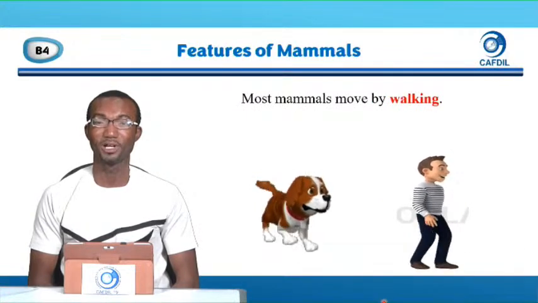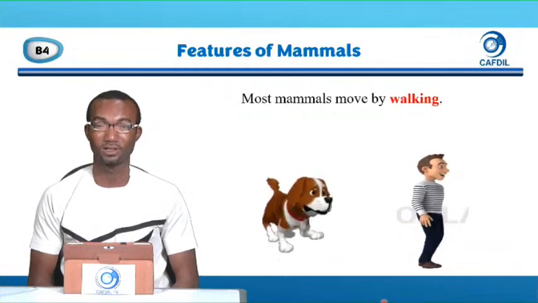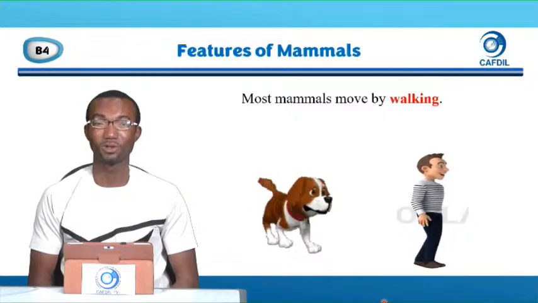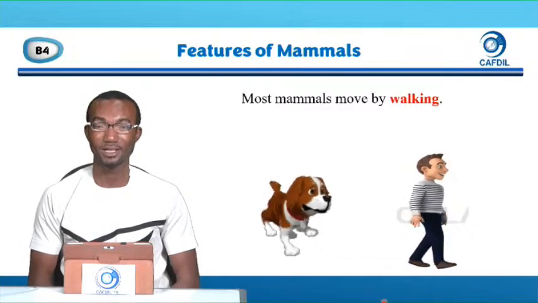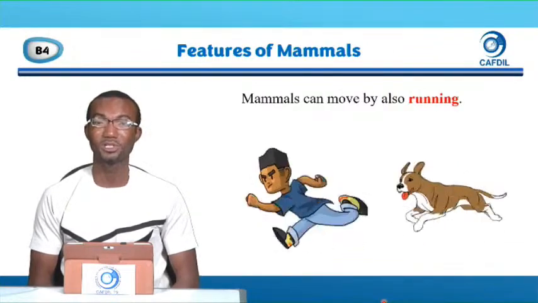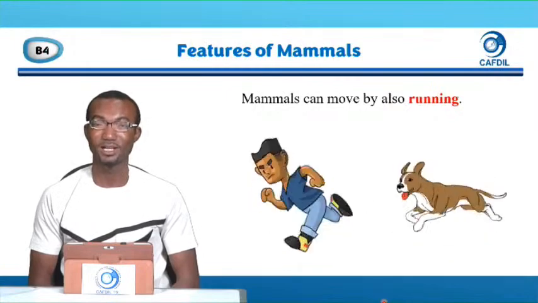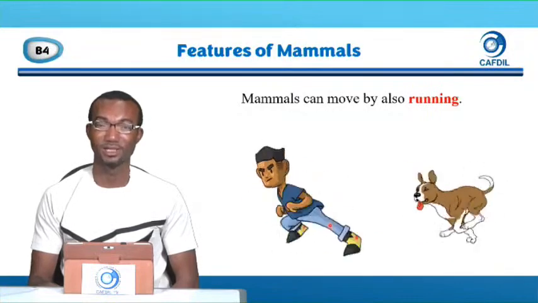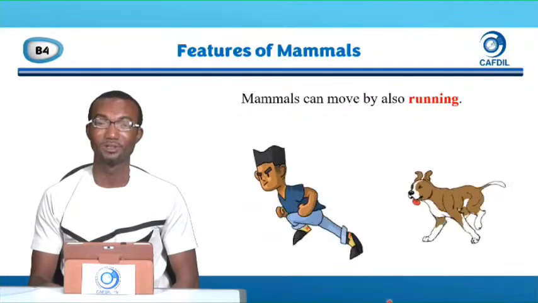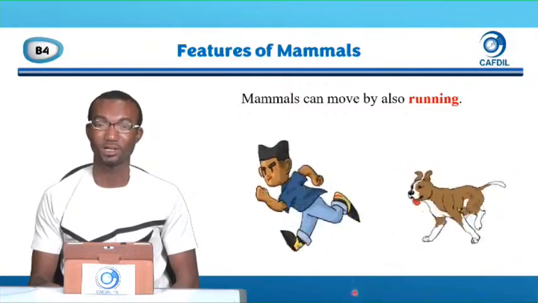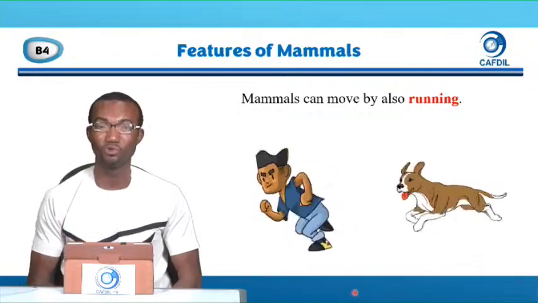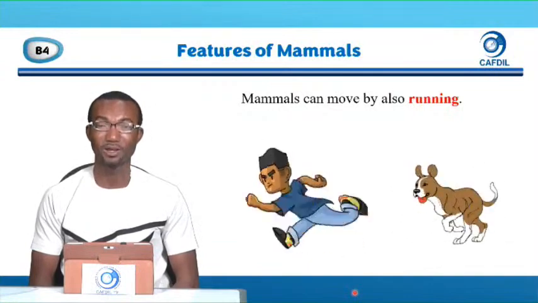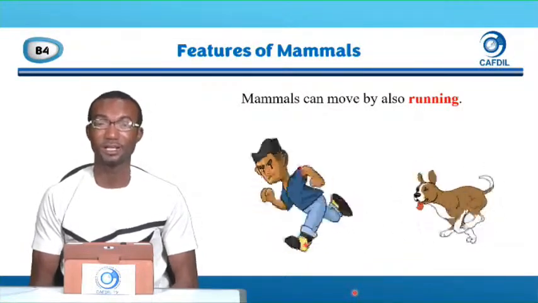So mammals move by walking. We use our legs to walk. So you see the dog walking, you see the man walking. Because we have limbs, we use our limbs, that's our legs, to walk. We can also use the legs to run. You see the dog is chasing this man and they are both running. And that is how we move. So this is another feature of mammals.